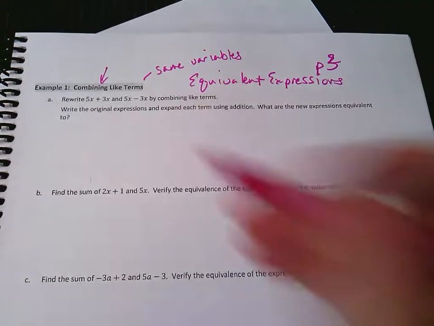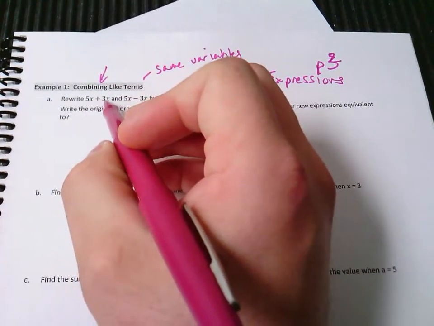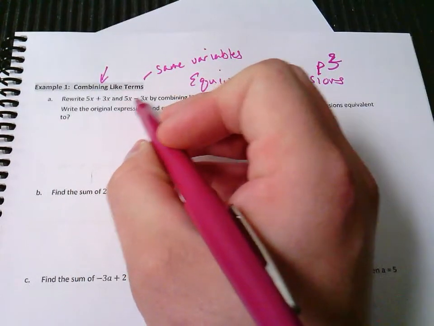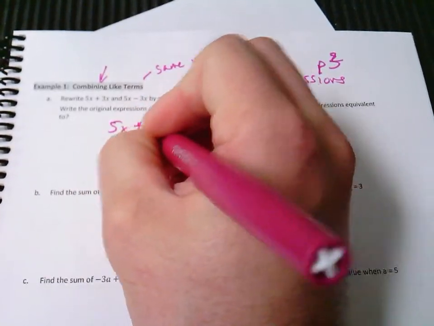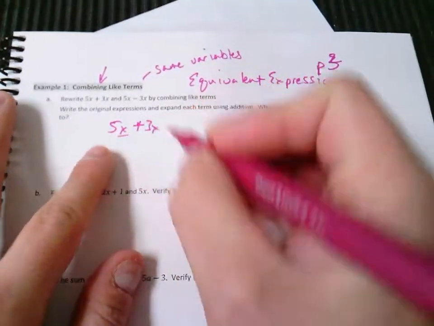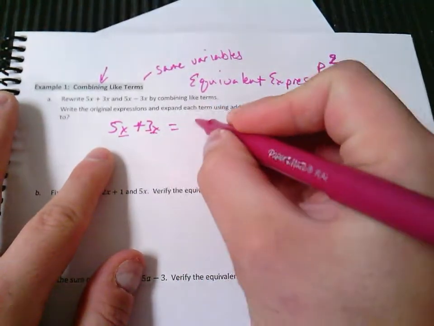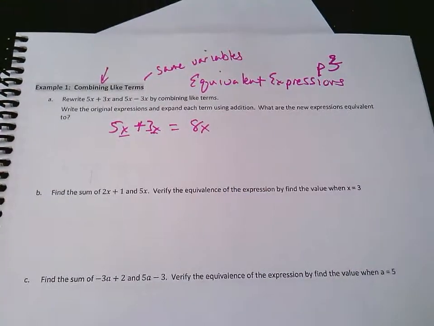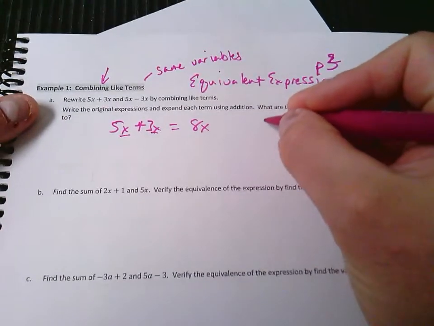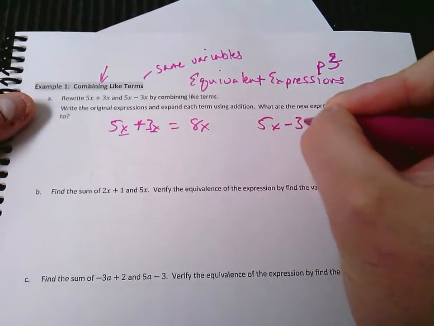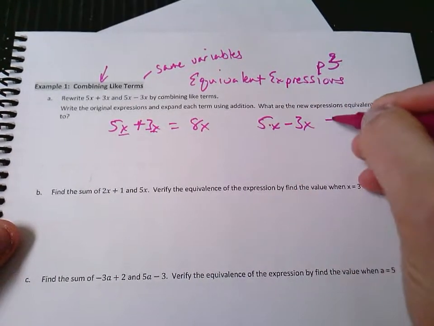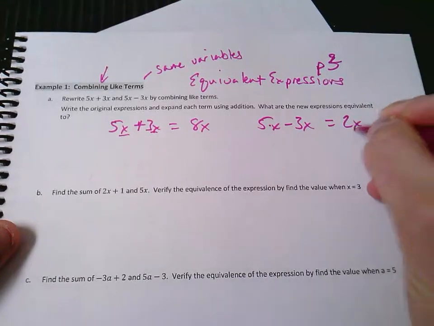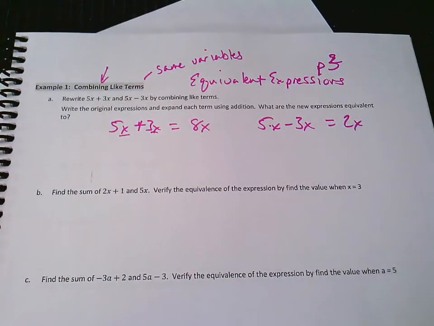So let's go through this. For A, we write 5x plus 3x and 5x minus 3x by combining like terms. So 5x plus 3x. If you think of this as I have 5 x's, I have 3 more x's, that means I would have 8 x's total. Fairly straightforward. And then combining with a positive and a negative, or subtraction, 5x minus 3x. If you have 5 x's but you take 3 x's away, you have 2 x's left.